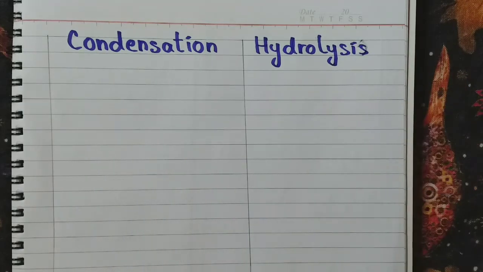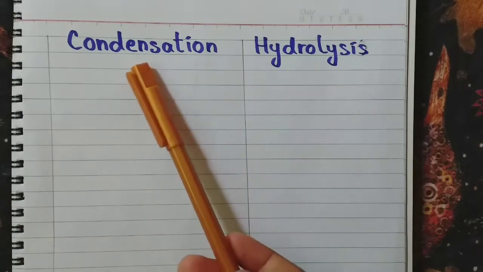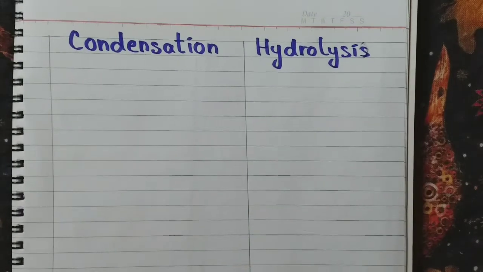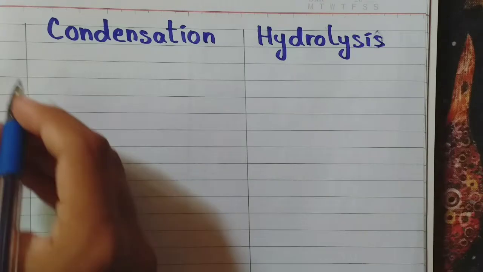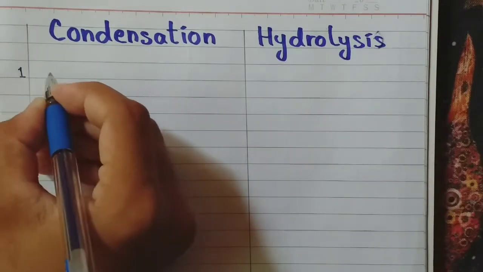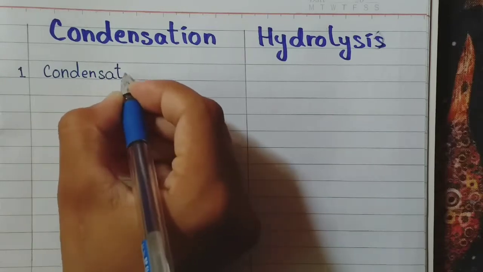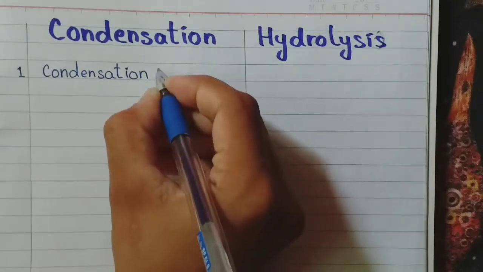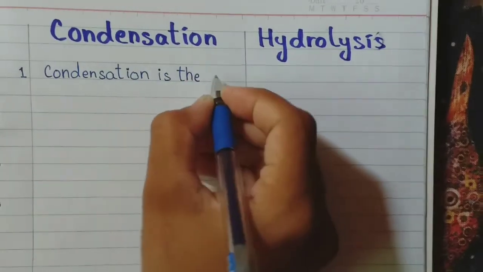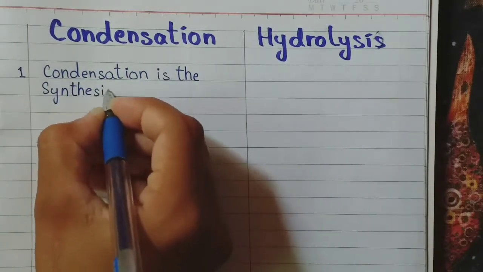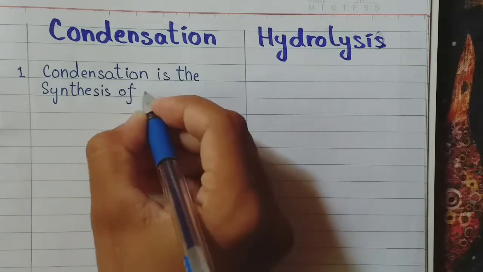So, condensation is a chemical process by which two molecules are joined together to make a larger, more complex molecule with the loss of water. It is the basis for the synthesis of all the important biological macromolecules like carbohydrates, proteins, lipids, nucleic acid from their simpler subunits. So that is the condensation.